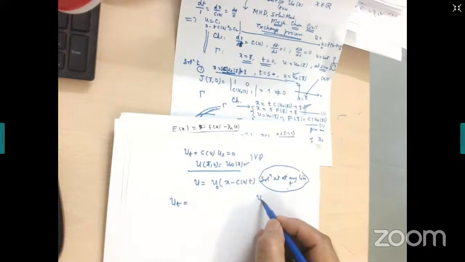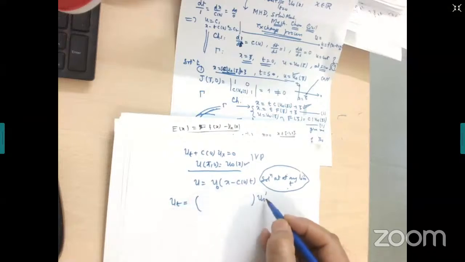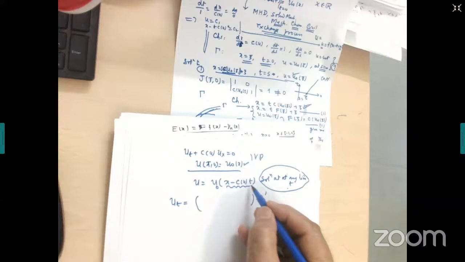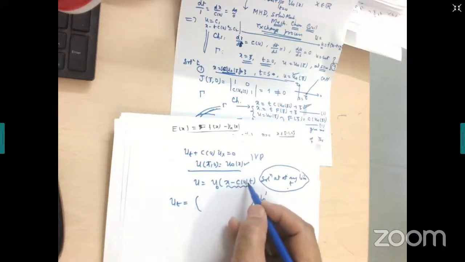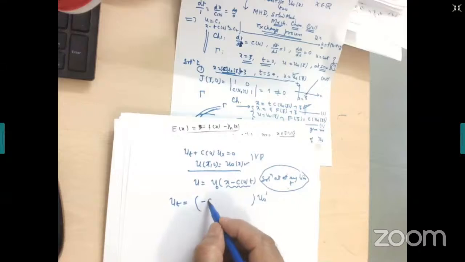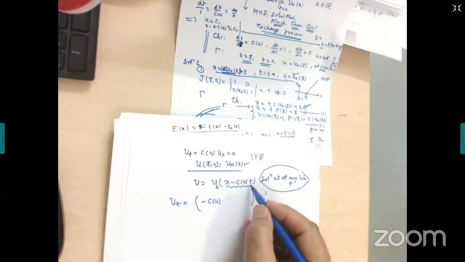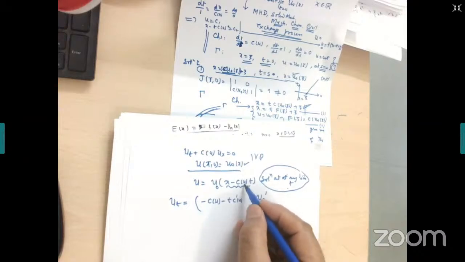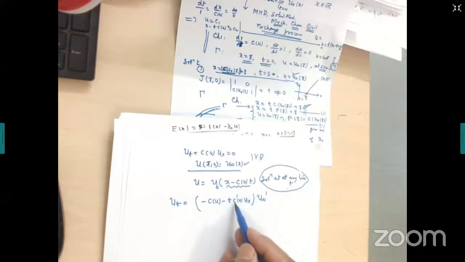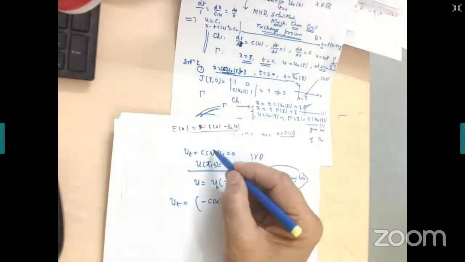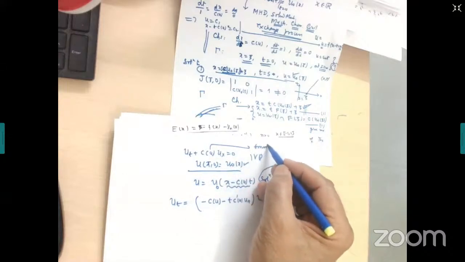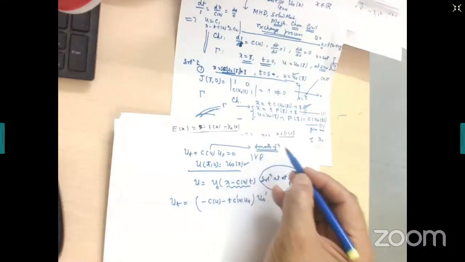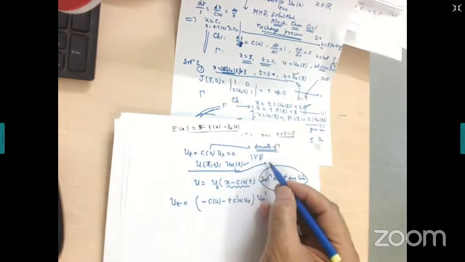u t will be u naught prime, where prime means the derivative with respect to its argument function, into its partial derivative with respect to t. So what do you get? Minus c of u into the derivative of t, which is 1, minus t times c prime of u into its partial derivative with respect to t. Prime means derivative with respect to the argument function. The argument is u, so c prime means dc du. And we have assumed that this is a smooth, differentiable function.